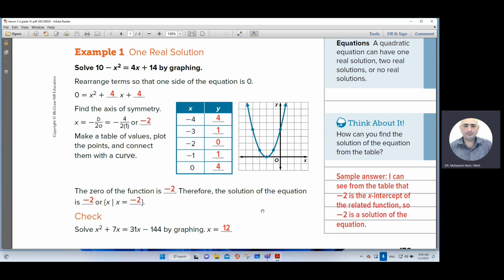How to check if our work is true or not? We can take the value of -2 and substitute in the same equation. If you get the first side equal the second side, it means we have the right solution. So I want from all of you please to write the steps here, to write the table, and to graph with me, please.